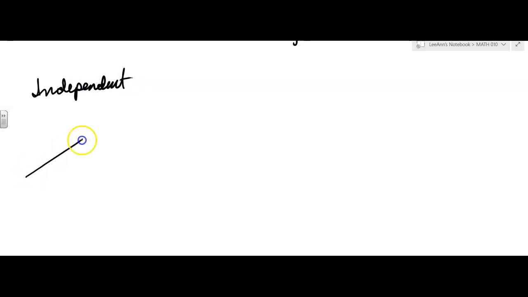Okay, so an independent system, one line goes like this, one line goes like this. They intersect in a point. That point of intersection is the solution, whatever that point is.